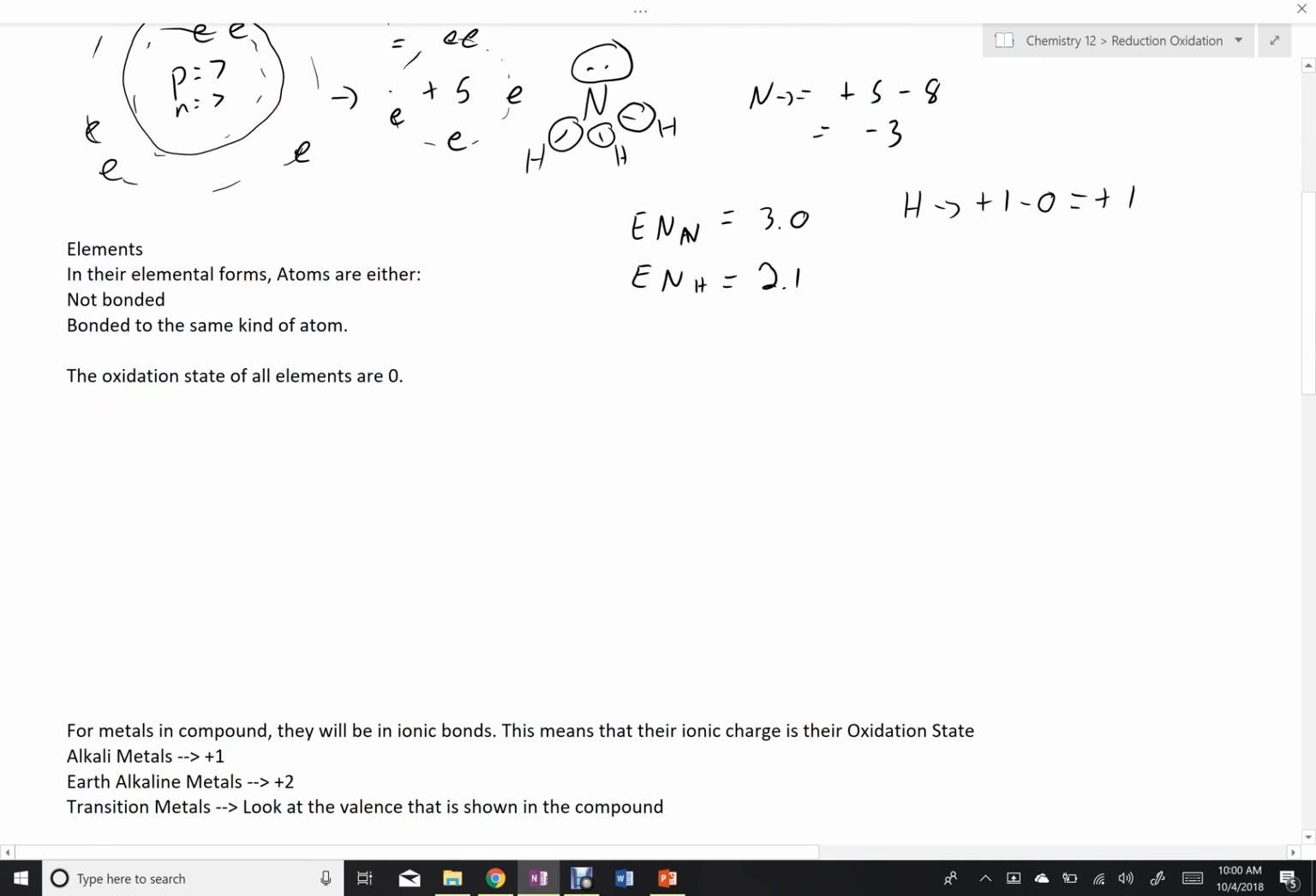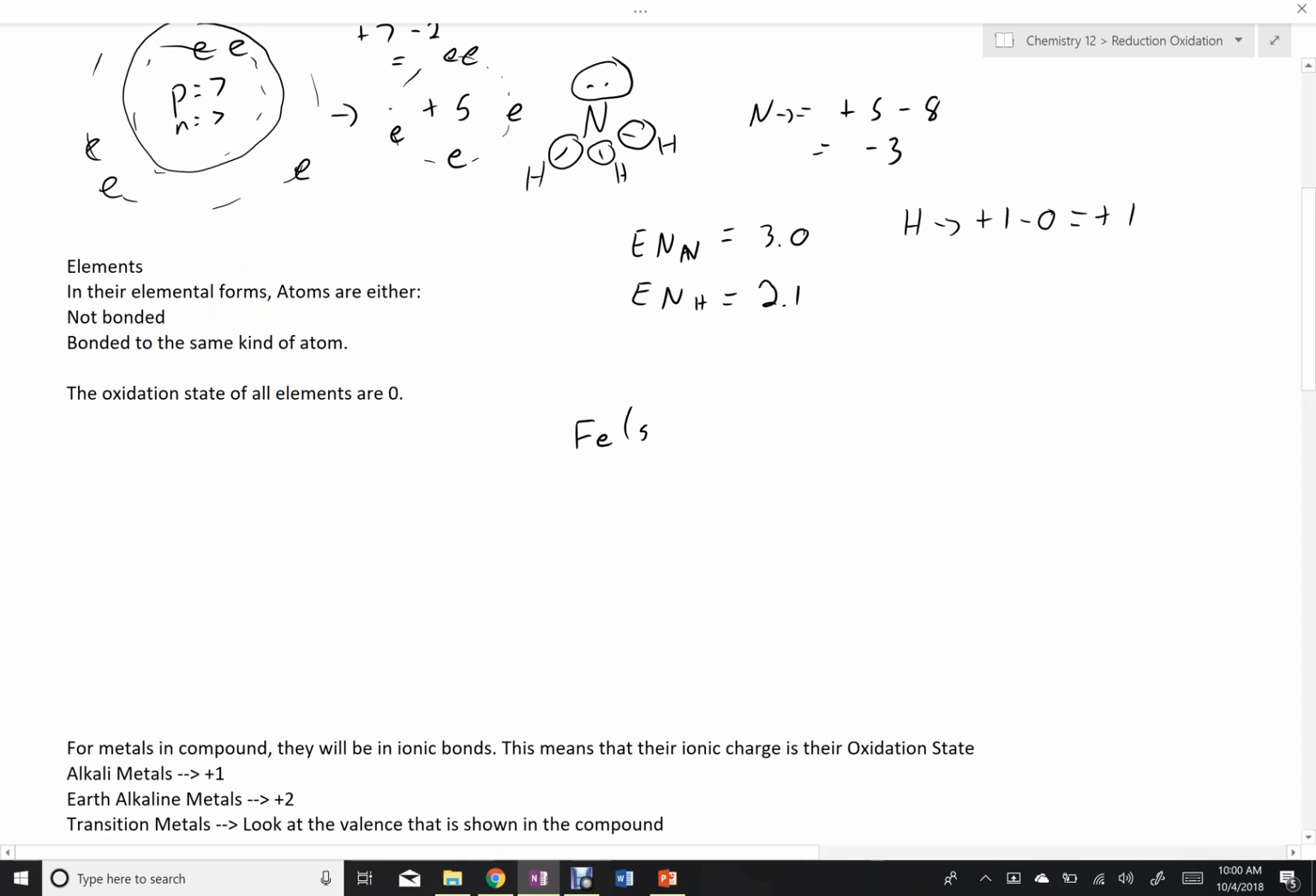First of all, elements. Elements either exist, like iron, in a metallic bond with no real covalent or ionic bonding between them, so iron solid. In which case, if iron is not bonded with anybody else, it hasn't shared electrons with anyone else, and so its charge remains as 0.